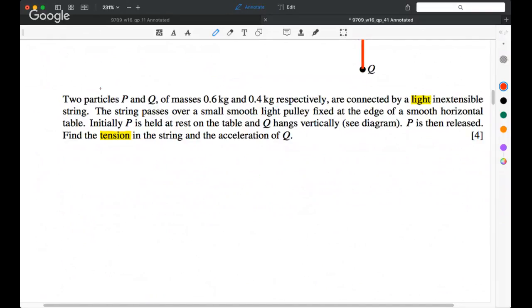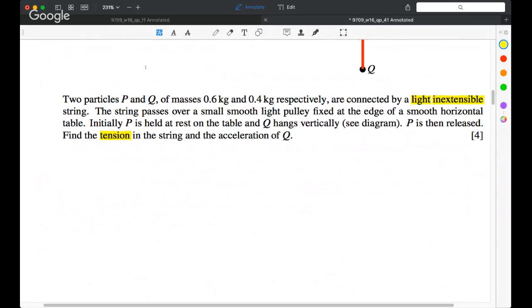The key words in the exam for this are light and inextensible. Inextensible means there's no extension and there's no elastic energy stored in the string. There might be some situations where there will be, and there'll probably be in M2. So the key words you're looking for are light and inextensible, and that just means that the tension is the same all the way along the string.